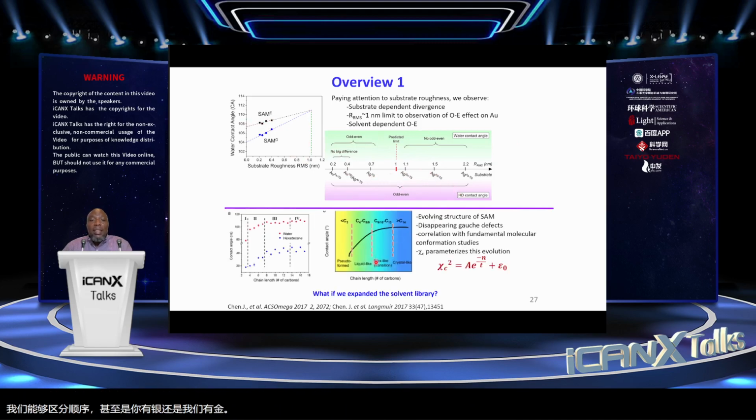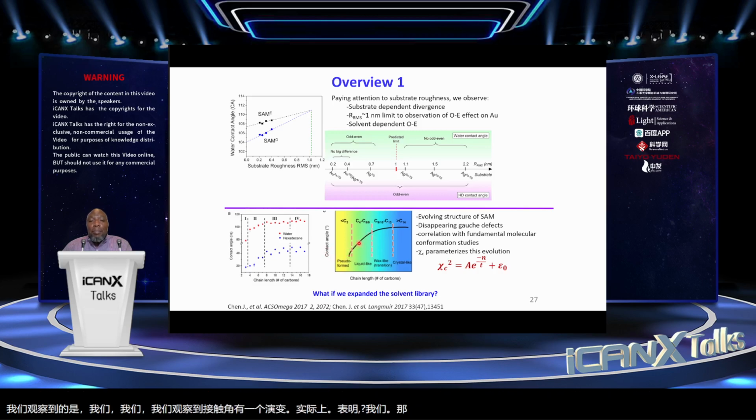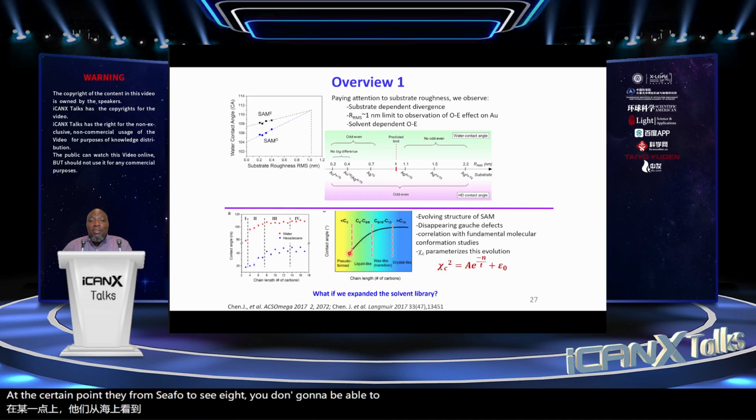The other thing that we have observed is an evolution in the contact angle that indicates that at a certain point, from C4 to C8, you're not going to be able to see any odd-even effect. The increase in hydrophobicity is linear. And then you get into this window where the odd-even effect becomes asymmetric. And by the time you get to C14, the odd-even effect is completely symmetric.